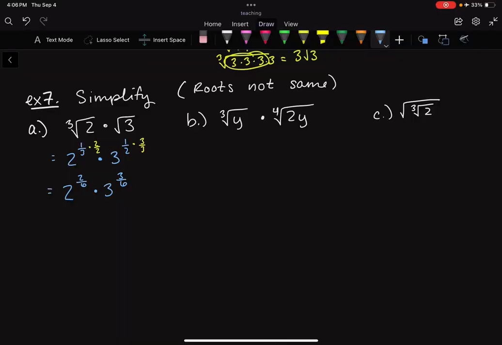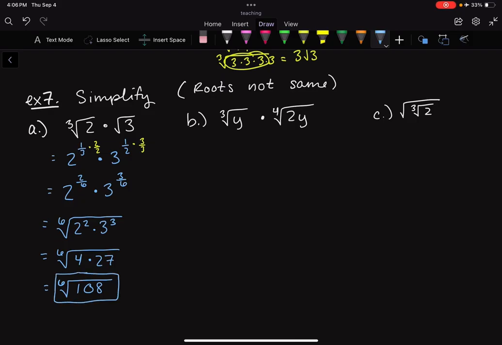Now that these have the same denominator, they can be written under the same root. So this is the 6th root of 2 squared times 3 cubed. 2 squared is 4. 3 cubed is 27. 4 times 27 is 108. And so we were actually able to multiply these even though their roots were not the same.